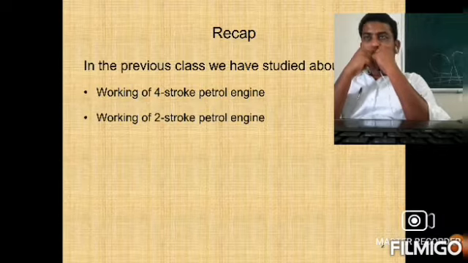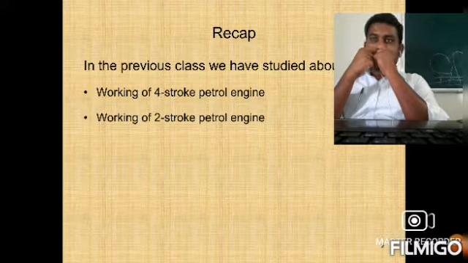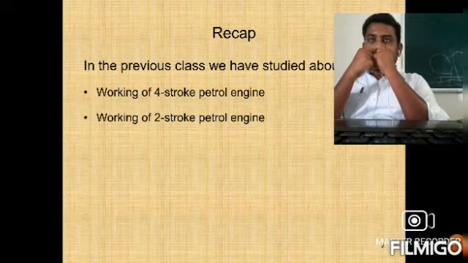In the four-stroke petrol engine, air and fuel enter the engine cylinder through the intake valve in the suction stroke. In the compression stroke, the charge is compressed. In the power stroke, it is ignited with the help of a spark plug. In the fourth stroke, the exhaust stroke, the already burnt gases escape through the exhaust valve. That is the main thing.